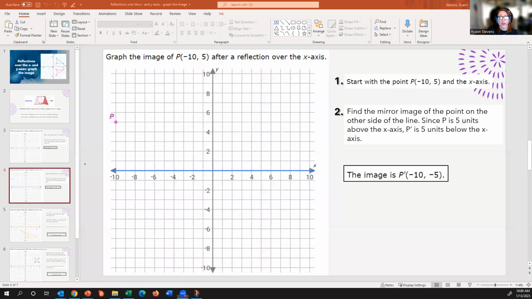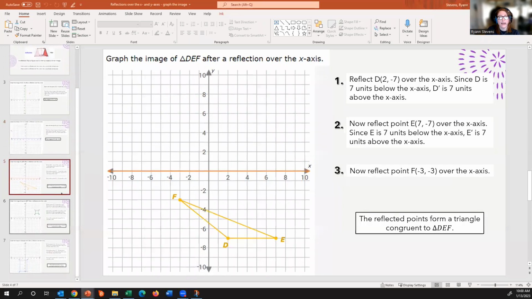So what happens when we are not just looking at a point, but now we're looking at an entire shape? We've got this image of triangle DEF, and we're talking about a reflection over the x-axis, which means, again, our y-coordinates will be the ones that change their sign. Before, when we were dealing with just a point, we would only reflect the one point. Here, we need to take each one of the points of this triangle and reflect it over the x-axis, which is our line of reflection.